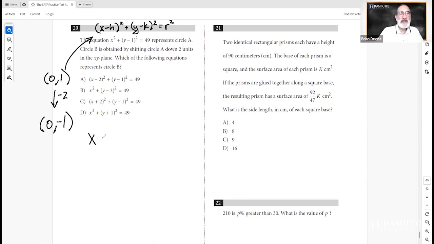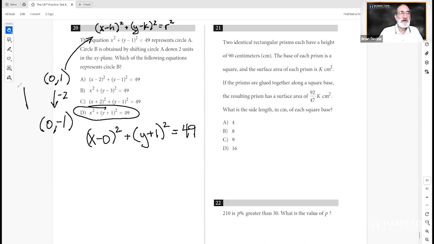So I should have x minus 0 squared plus y minus -1, which would be y plus 1 squared. And it's the same radius, so 49. And if I look up, I see that D is that exactly. So D is the correct answer.